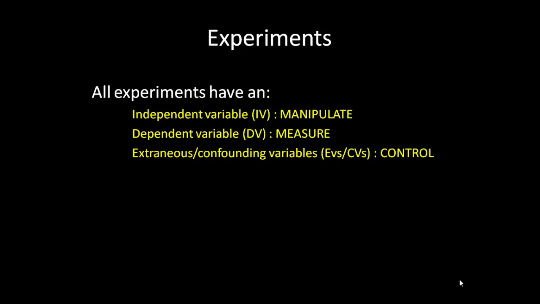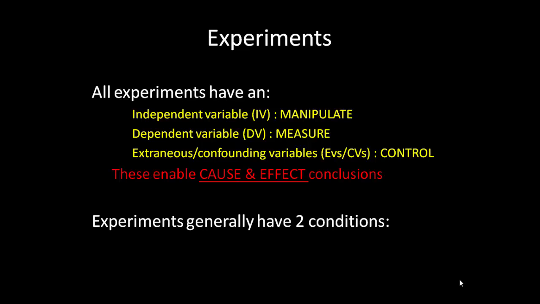So these can be things like time of day that the participants are tested, weather, the light levels in the room. Any of these things could affect the participants' performance on the DV, therefore we need to control them. If we've done that, then we can draw cause and effect conclusions. The IV represents the cause and the DV represents the effect.